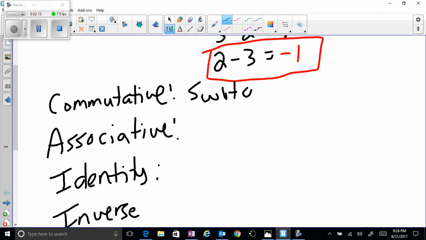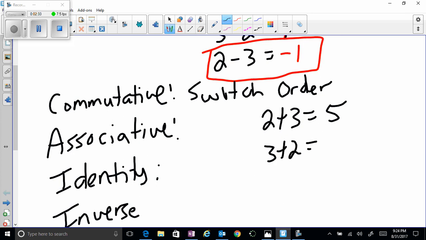Commutative property is where you can switch the order. You can remember that because commute means to go back and forth. So the commutative property works for only the addition and multiplication properties, because if you switch the order on either one of those, you're still going to get the same answer. So 2 plus 3 is 5, but 3 plus 2 is also 5. Same thing if I make those products. You would get 6 for either case.